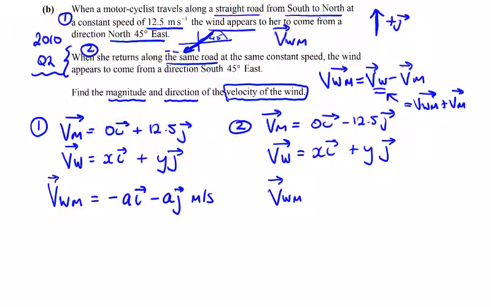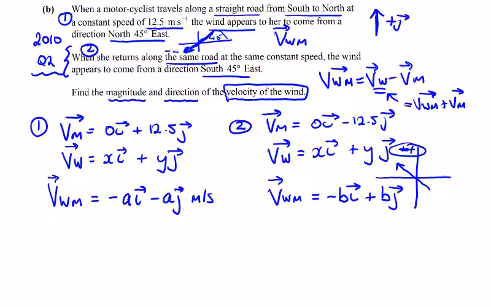And over here, the velocity of the wind relative to the motorcyclist, again, we don't know its speed, but we do have another 45-degree scenario, so it's coming down this way. This direction is coming from the southeast, so it's coming up into this sector, which is negative, positive. Again, we don't know anything about the speed, so give it a letter, b: minus b in the i direction, and positive, the same speed, in the j direction.